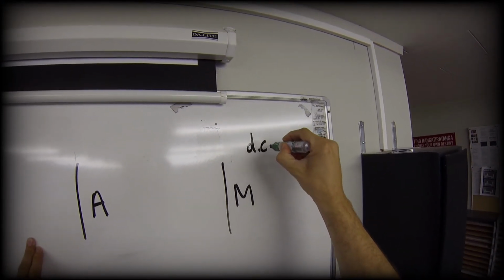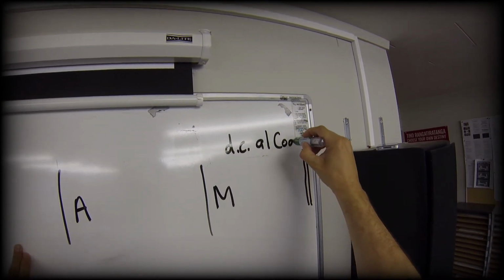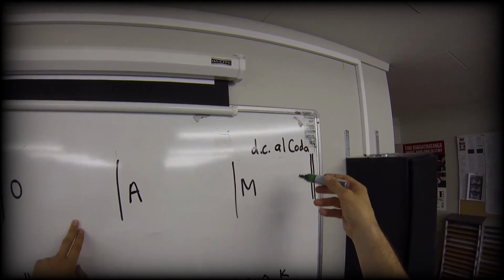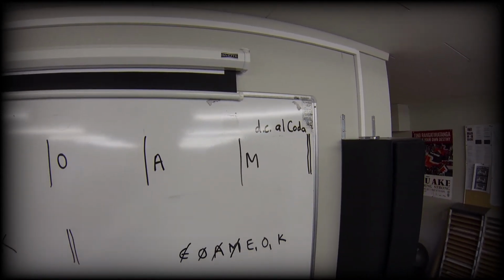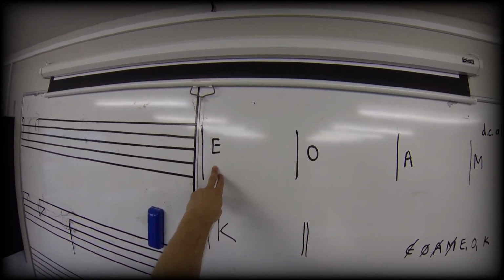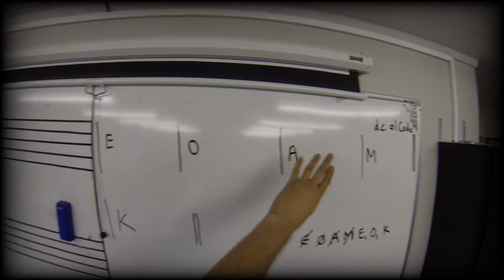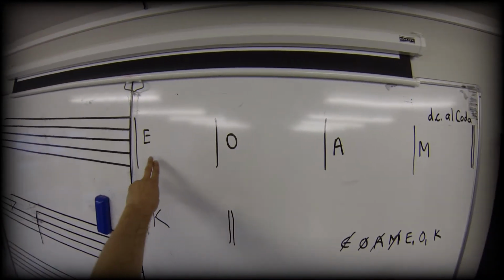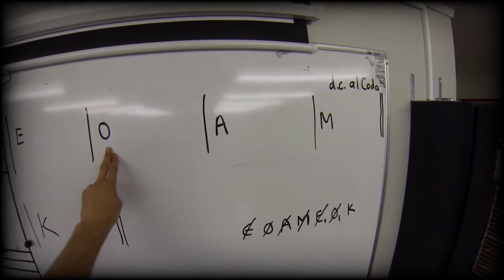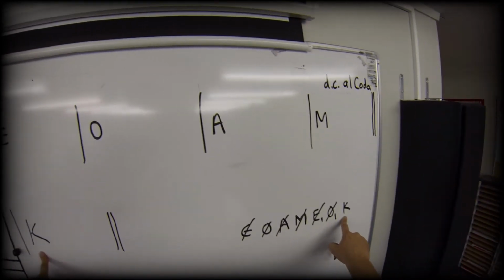da capo, but this time al coda. So go back to the beginning and then go via the coda when I tell you to jump there. So we need no symbol at the beginning because da capo says go back to the beginning, so we don't use any symbol. And we're going to have E1 and O1. And at this point we need to jump to the coda, which is K.